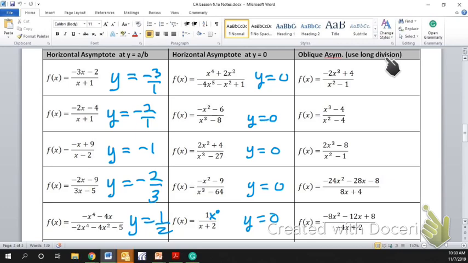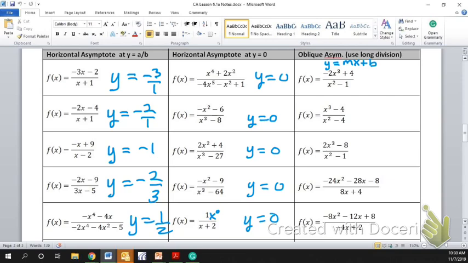But I will tell you this, this only works when this power is one number bigger than this one. And when you do that and you use long division, you end up with something in the form of y equals mx plus b. Okay? And you always ignore the remainder. Okay? So we'll practice finding some oblique asymptotes here in a minute.